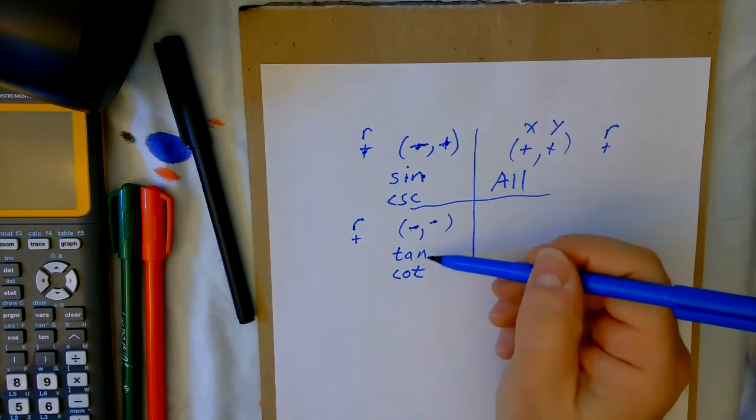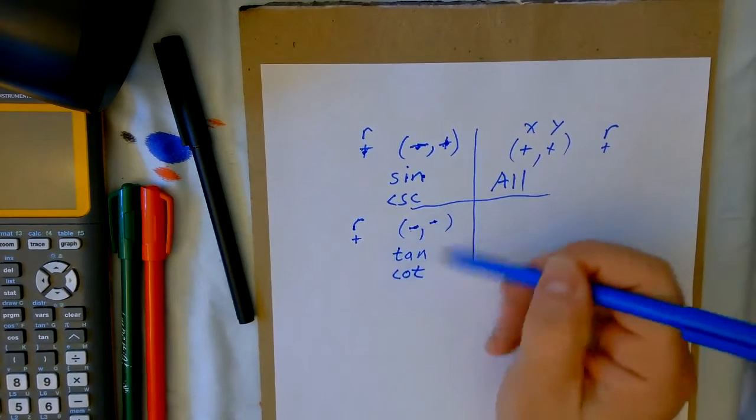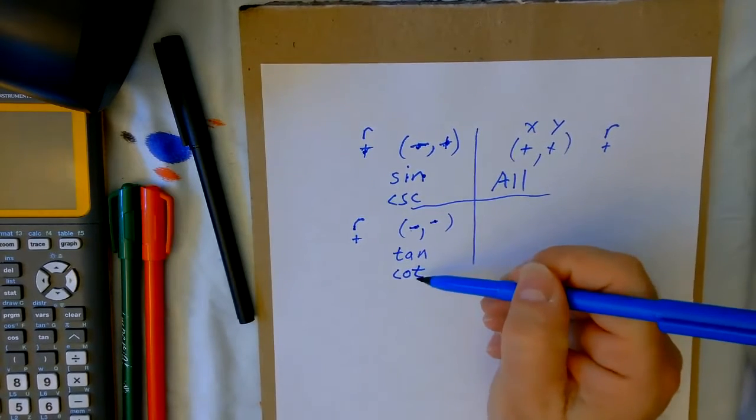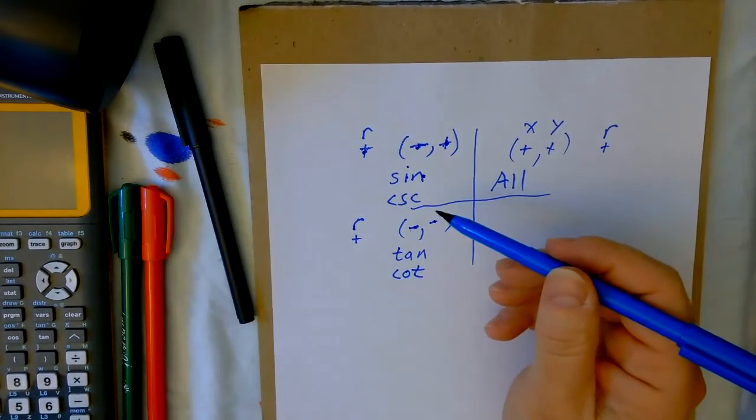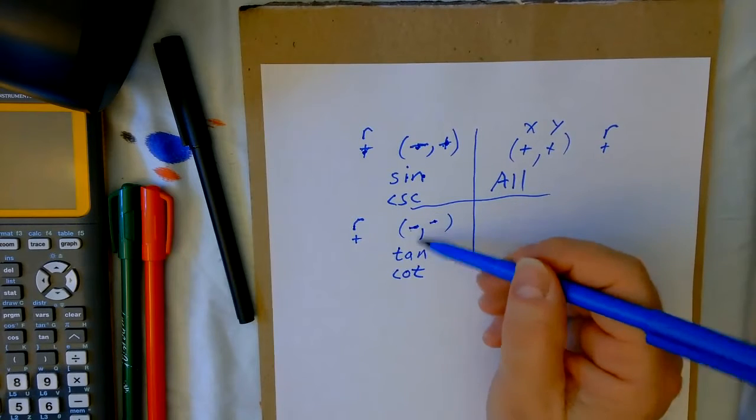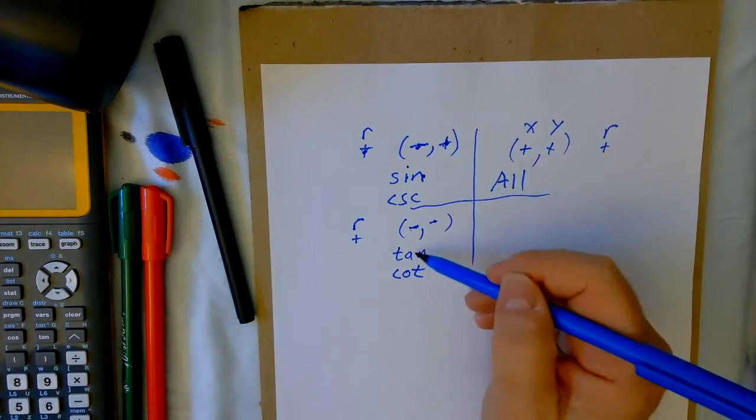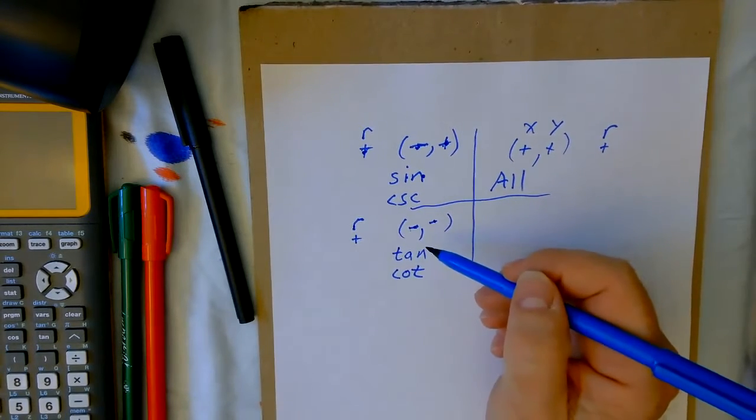So in quadrant 3, tangent and cotangent will always be negative. Everyone else will be positive. Excuse me, other way around. Tangent and cotangent will be positive. Everyone else will be negative.